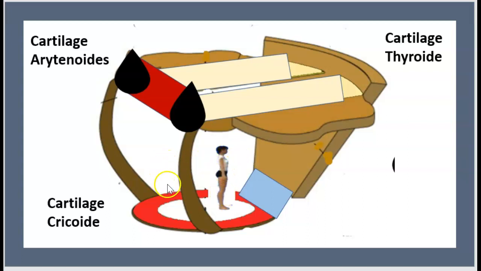When we're dealing with the larynx, we're going to have three main cartilages. The first, at the top right, is going to be the thyroid cartilage. Top left is going to be the arytenoid cartilage. And down below is going to be the cricoid cartilage. Up here is going to be the vocal cords. And that's essentially the main three things we want to worry about when we're talking about the larynx.